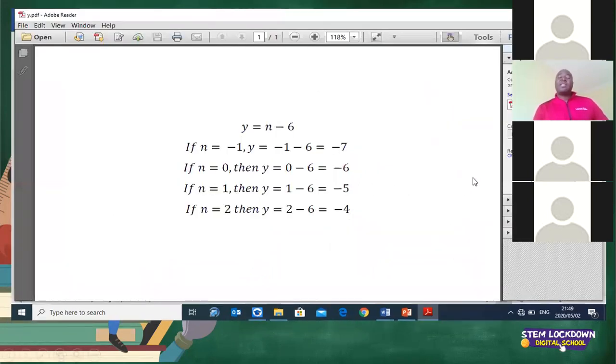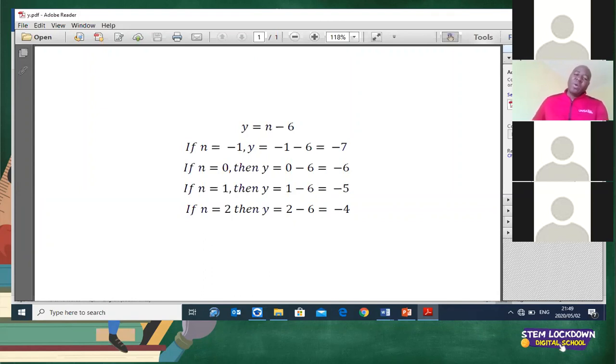So basically, this is the structure that we have. We have the equation, which is y is equal to n minus 6. And for every value of n, you can just substitute. So the first one, as you can see, n is -1, y would be equal to -7. So that's if n is -1, y would be equal to -7.